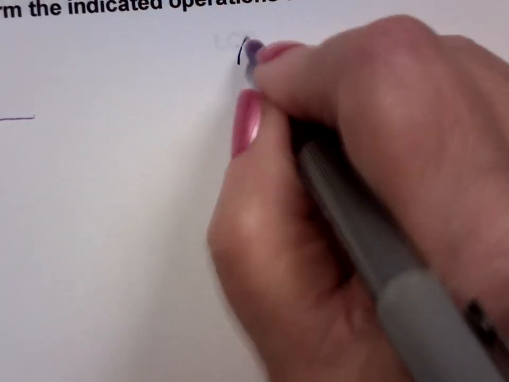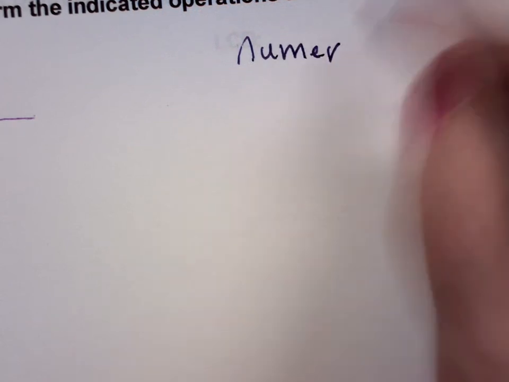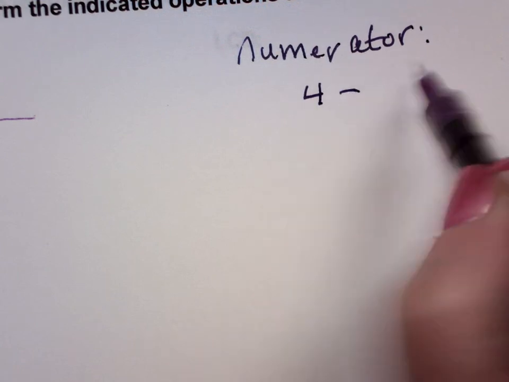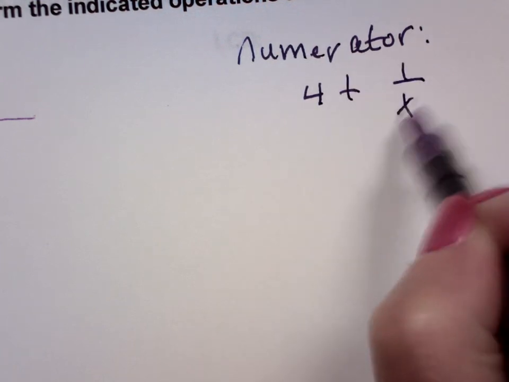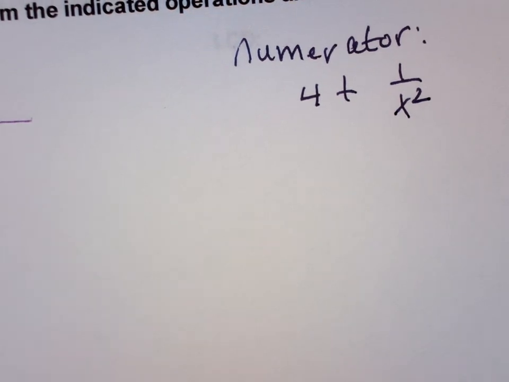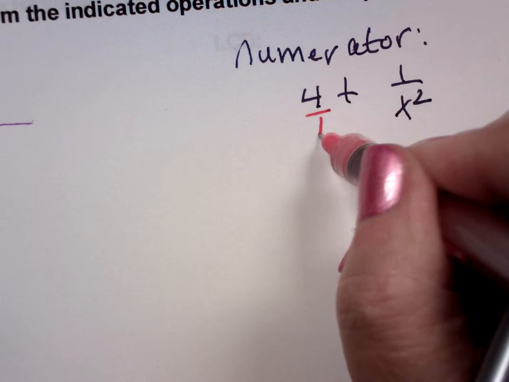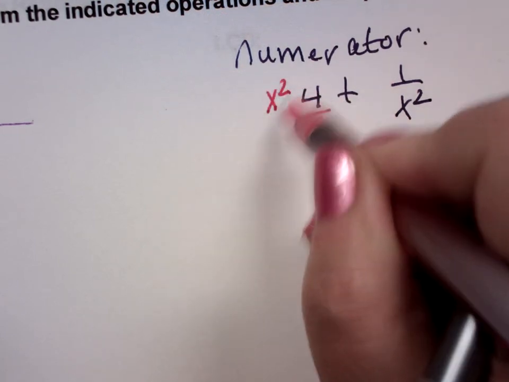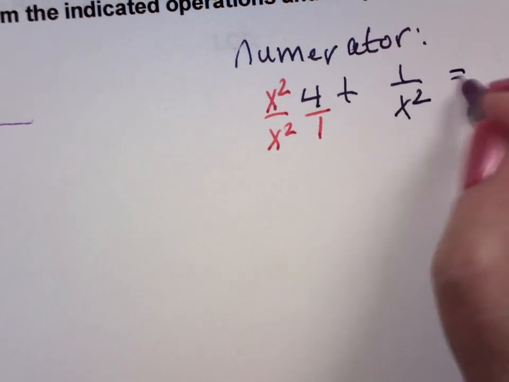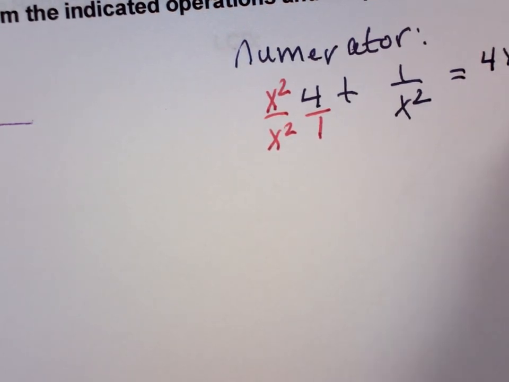And so I'm going to take the numerator first and put it over a common denominator. The common denominator is x squared, and remember 4 is really over 1. So I'm going to multiply by x squared over x squared. So this becomes 4x squared plus 1 over x squared. So that's the numerator.